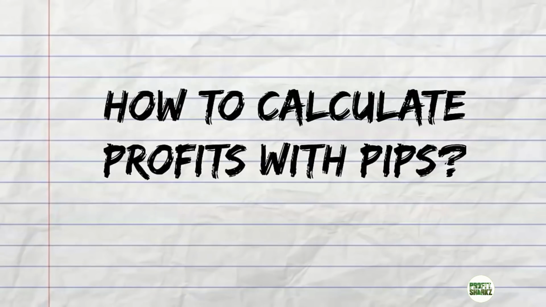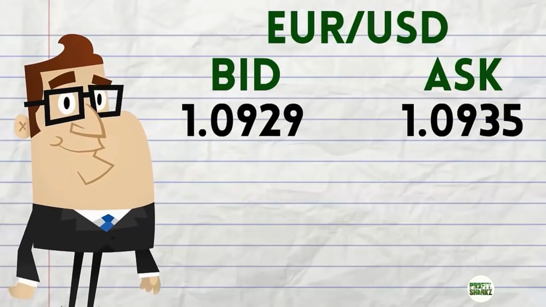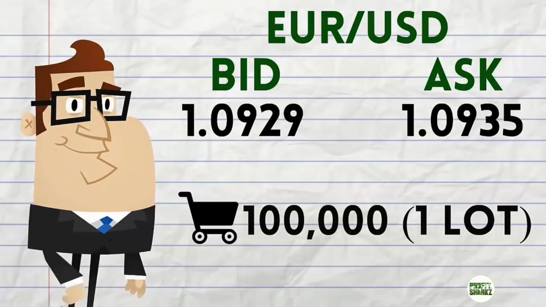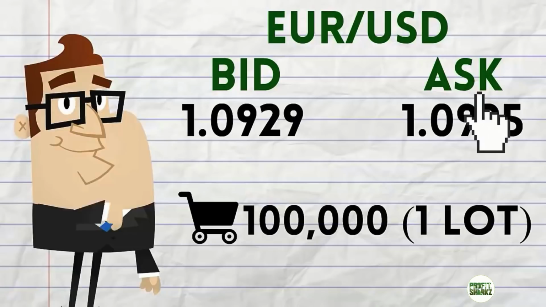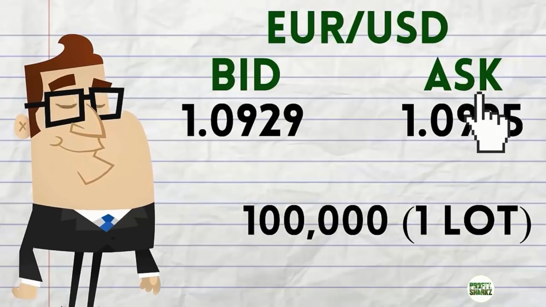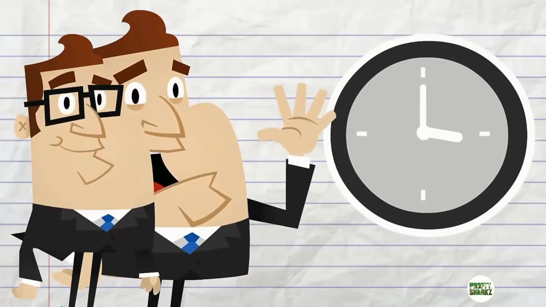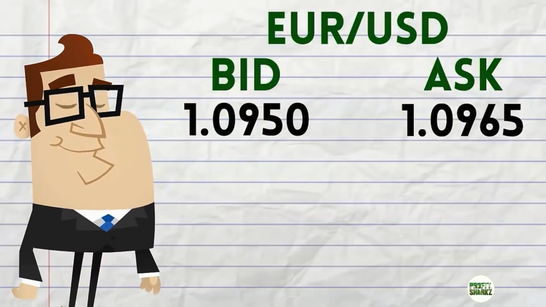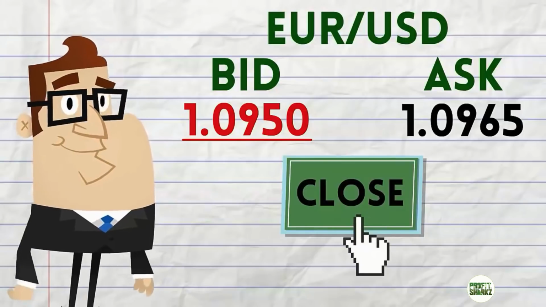So how do you calculate the profits with the pips? Very important. Say, for example, you enter a trade and you buy, you're trading one standard lot. You would come in at 1.0935, which is the ask price. And then after a period of time, you decide that you want to close the trade, you want to get out of the trade, but the price has now moved up to the bid price of 1.0950. You close the trade, and the difference between the two is exactly what you would calculate.